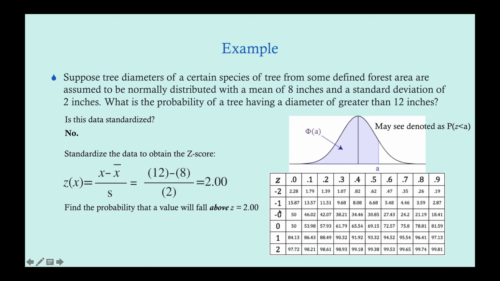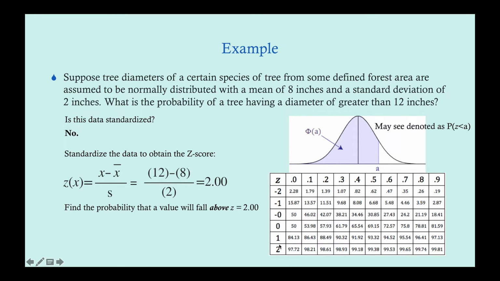So here's your table. And you want to find the probability that a value will fall above 2 because we want to know what's the probability of it being greater than 12 inches. If we wanted to find the probability of it being smaller than 12 inches, well, then you look below that z-score. So really, this z-score is just converting this value in inches, this variable x, into a score that's standardized that we can use to find probability. So what's the probability that the value will fall above z equals 2 or x equals 12 inches?